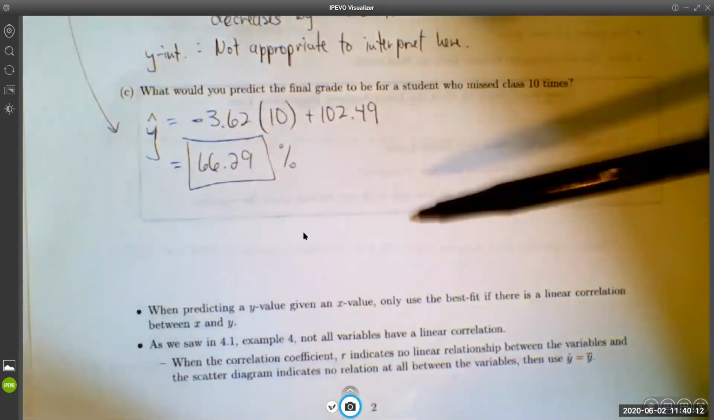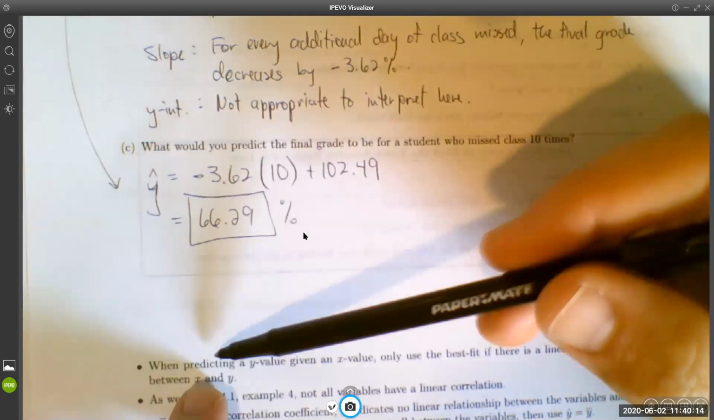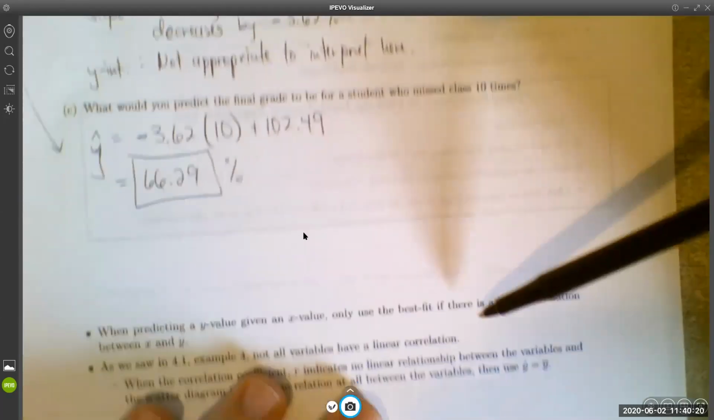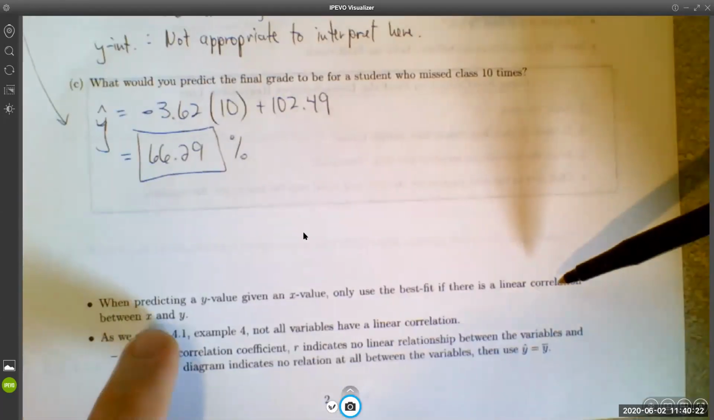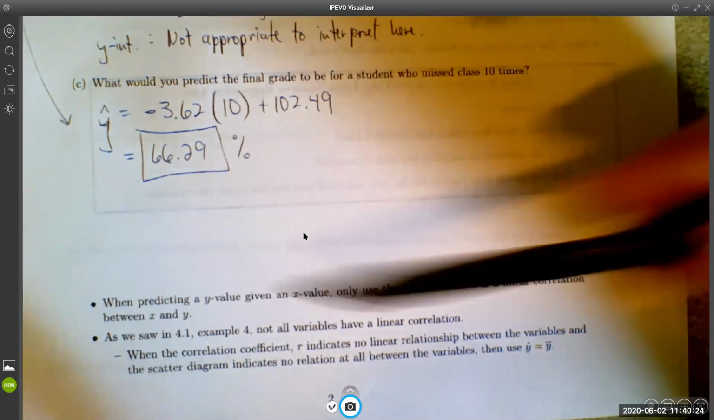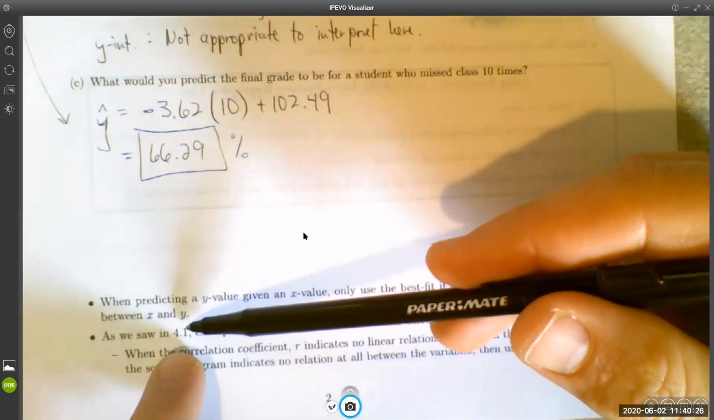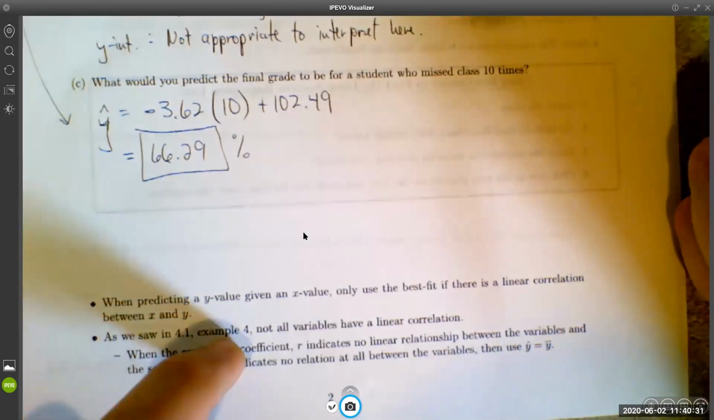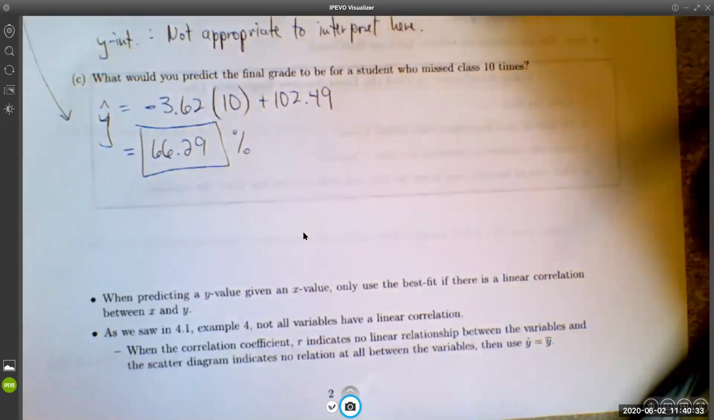So that's that. Now, when predicting a y value given an x value, we only use the best fit line if, in fact, there is a linear correlation between those variables. As we saw in section 4.1, I don't know if it was example 4, because I think I've changed the notes since I wrote this. Was it example 4?